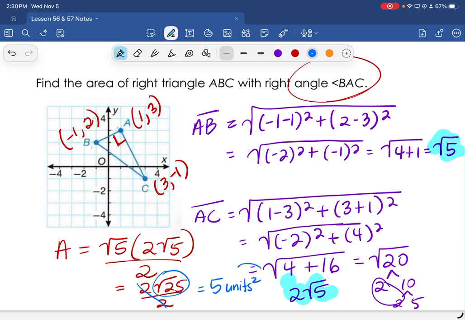Oh, you have to square it, because it's area, so don't forget we need square units.